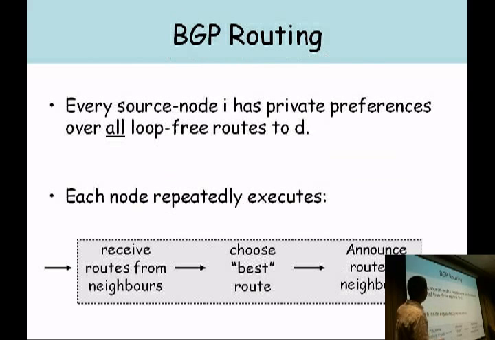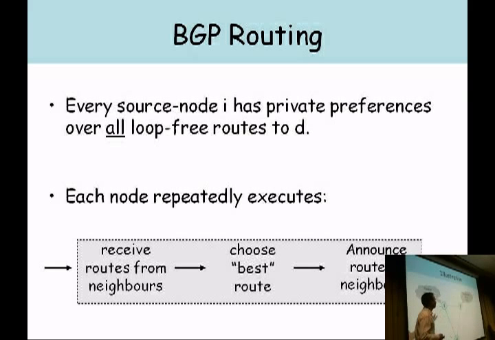So what's BGP? BGP is, at a high level, a very simple protocol. Obviously, if you dive into the technical details, it gets quite complex, but every source node has private preferences over all possible simple, and by simple I mean loop-free, routes between itself and the destination D. And the prescribed behavior is for each source node to repeatedly execute the following actions. First, receive all routes from your neighbors. So my neighbors announce which route to D they're currently using. Choose the best route, and by best I mean the route you like the most given your private preferences. And then announce your newly chosen route to your neighboring nodes.